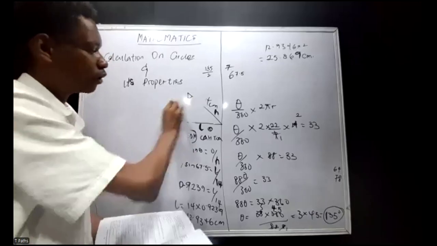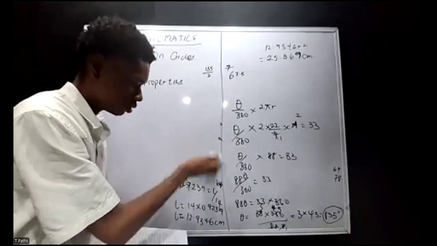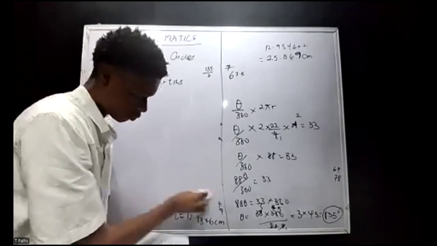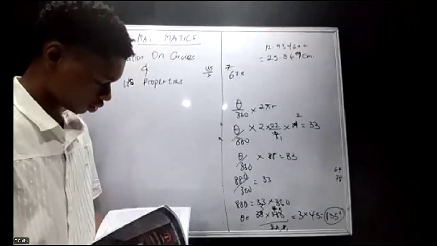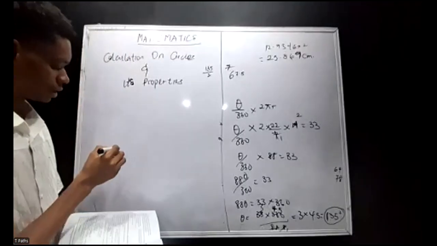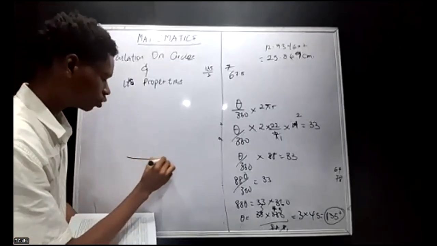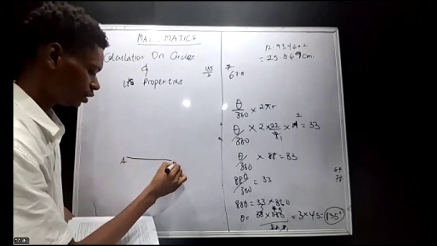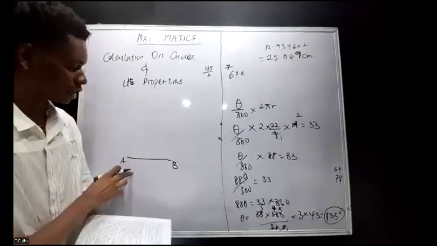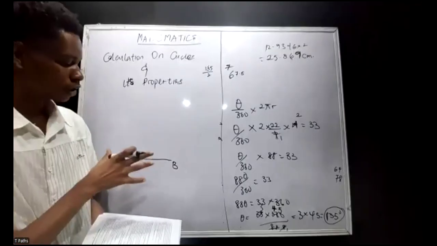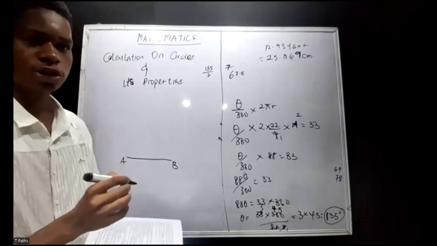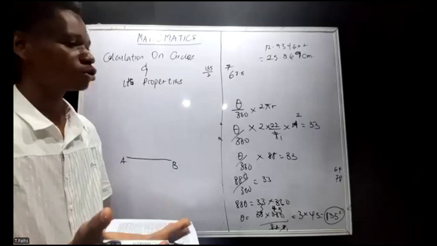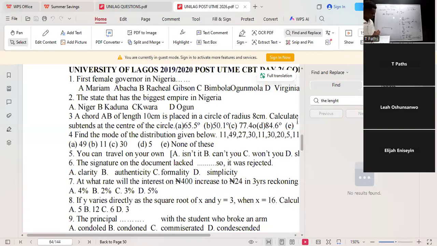A chord AB of length. Okay, let me explain this so I can do the illustration on the board here. So a chord AB of length 10 centimeter. I'm going to draw the chord first. This is A, this is B. Remember I said a chord is a straight line that touches 2 points of the circumference of the circle without passing through the center of the circle. It touches 2 points on the circumference of a circle without passing through the center. All right, so a chord AB of length 10 centimeter. So this is 10 centimeter.